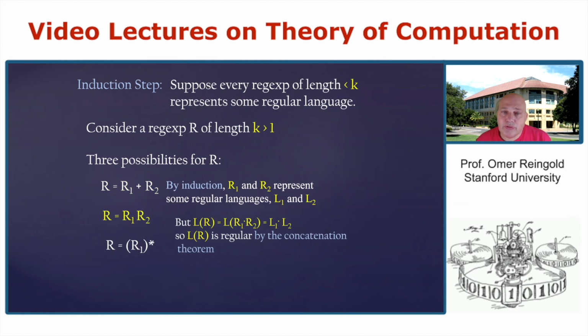And the same holds for the two other operations. If you look at R1 times R2, it corresponds to the language L1 times L2, the concatenation of L1 and L2, and this is regular by the concatenation theorem. And finally, when you look at the star, then L of R is the language that corresponds to L1 star, and it's also regular by the star theorem.